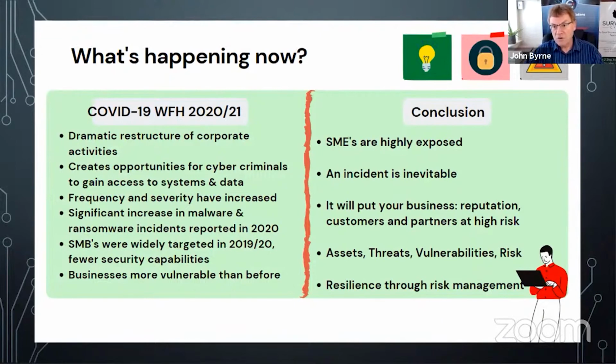The conclusions I draw are that particularly small and medium-sized businesses are highly exposed. They will inevitably have a cyber incident of some sort. When it happens, it will put the reputation, the customers, and the partners of that business at high risk. And so the response to this really is to start looking at your key information assets, start looking at the threats, the vulnerabilities that you have, and to try to put some quantum around your risk. And the objective of all businesses should be resilience through risk management, because there is no perfect solution to cyber.